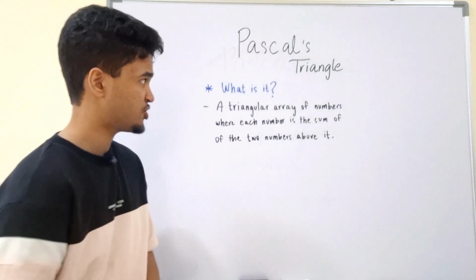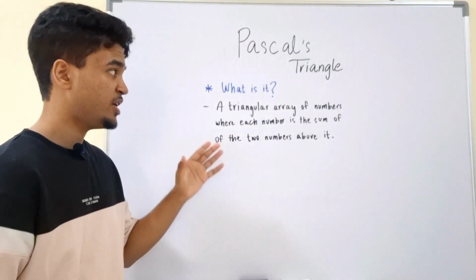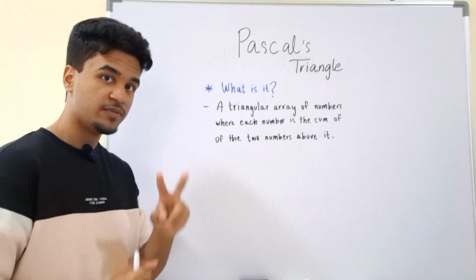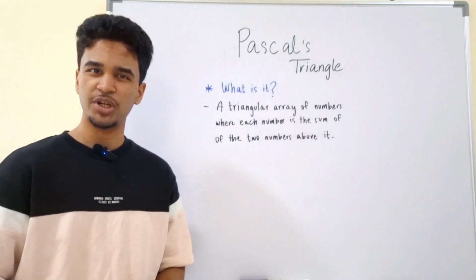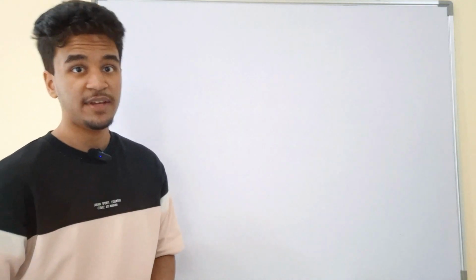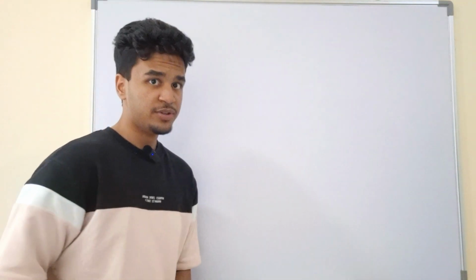So what is the Pascal's triangle? It is basically a triangular array of numbers where each number is the sum of the two numbers directly above it. So how do we demonstrate this? In order to demonstrate it, we can start by building the Pascal's triangle. So how do we do that?